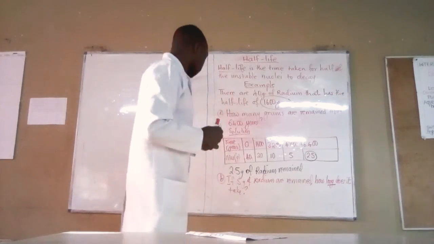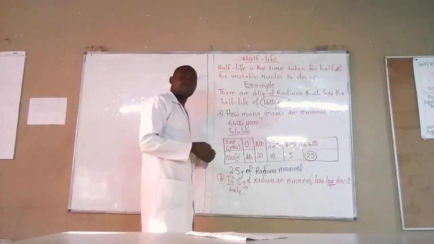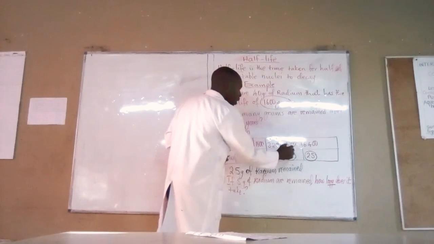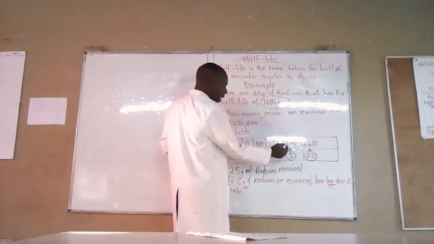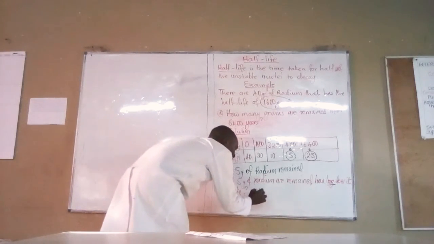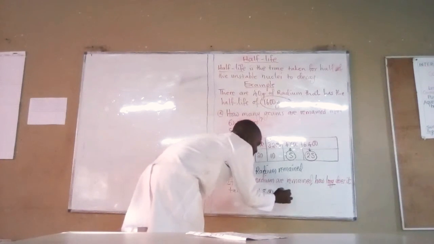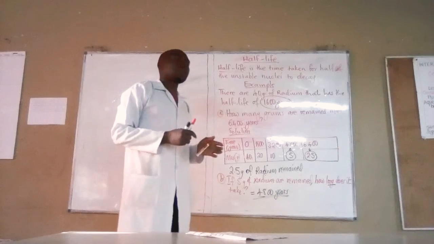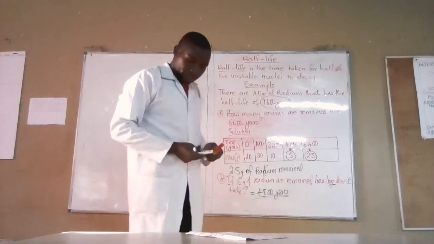So what are you going to do now? In this case, just go back to your table and check where is 5. 5 is here. Check what is up there, just like before we checked what was down. It is 4,800 years. So the answer to B is 4,800 years. That is how long it took for 5 grams of radium to remain.